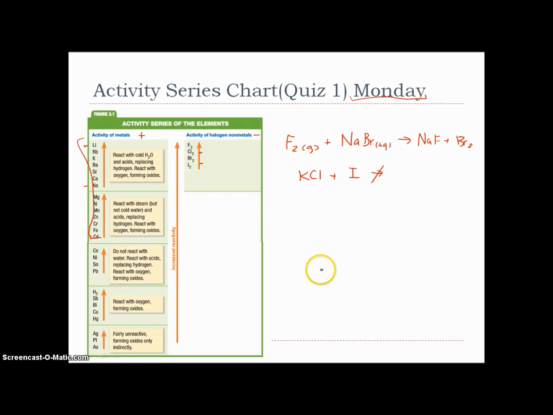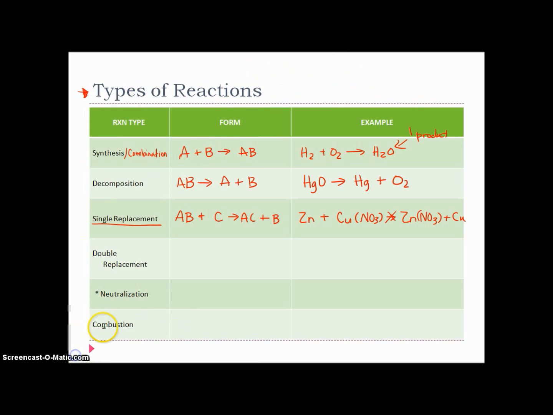Why don't you go ahead and start looking at those, and we're going to do some activities in class as well to know these. These are for single replacement reactions. Okay, let's go back here.